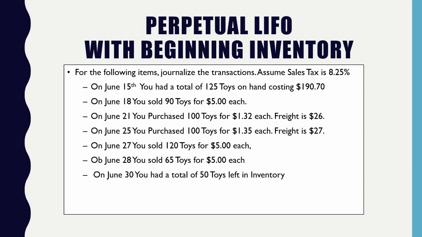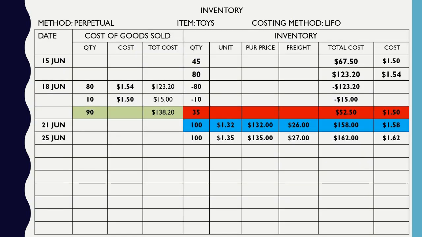Then on June 25th, we end up purchasing an additional 100 toys for $1.35 with the freight of 27. So there you go. And I'm going to make this one orange.